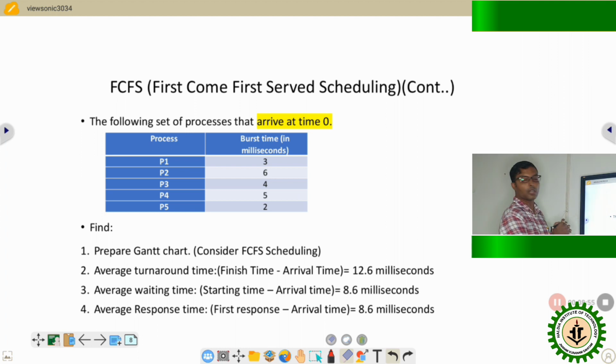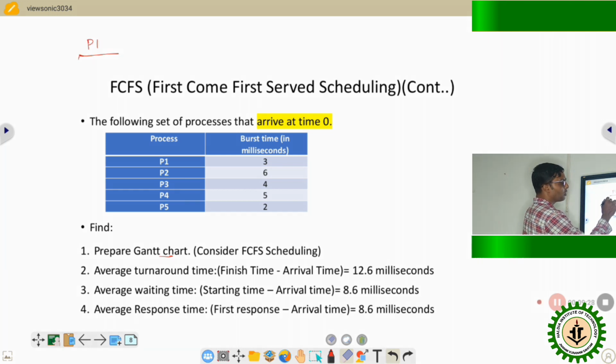We'll consider another chart for the FCFS algorithm, with the given chart. Number of processes again: how many processes? 5 processes are there. The burst times, that is the CPU execution times, are 3, 6, 4, 5 and 2. We need to prepare the Gantt chart from that, and calculate the average turnaround time, average waiting time, and average response time. So how do we calculate that Gantt chart? Let's start. The first process is P1.